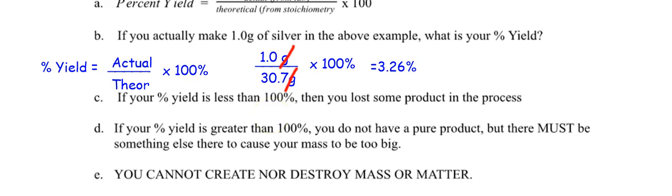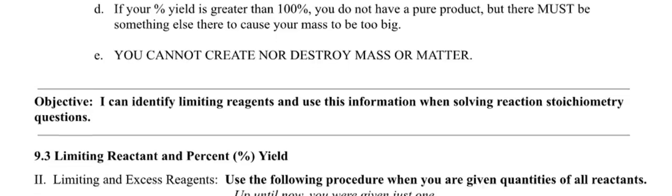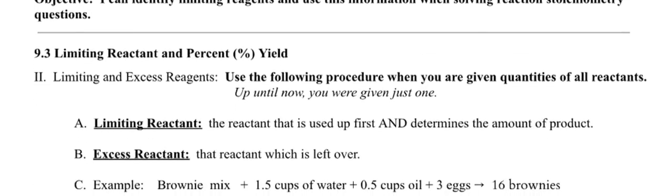All right, so now we're going to talk about limiting reactants and percent yield. It says to use the following procedure when you're given quantities of all reactants. Up until now, you're always given just one.